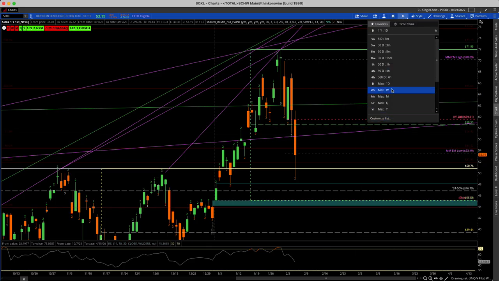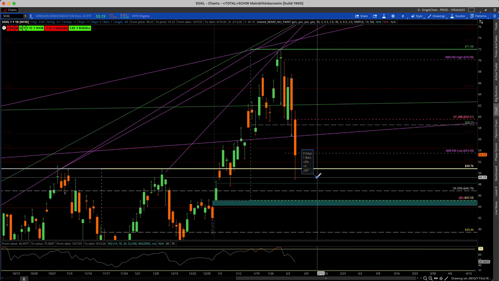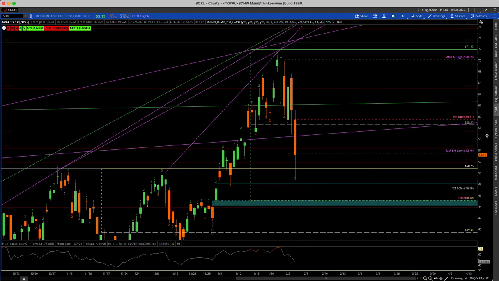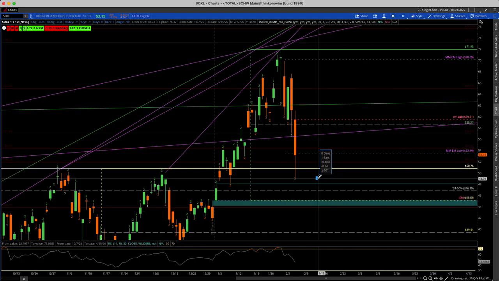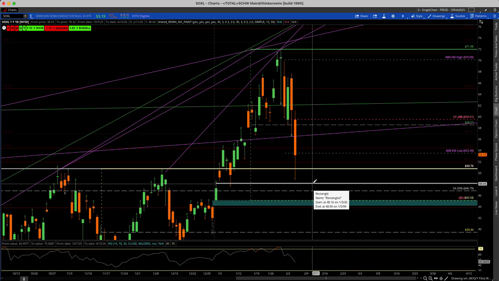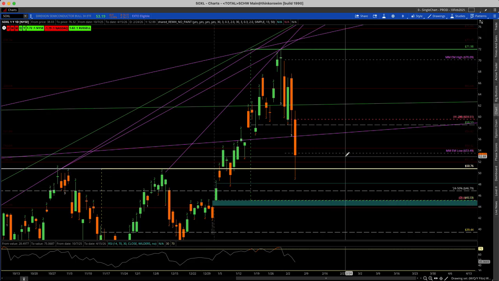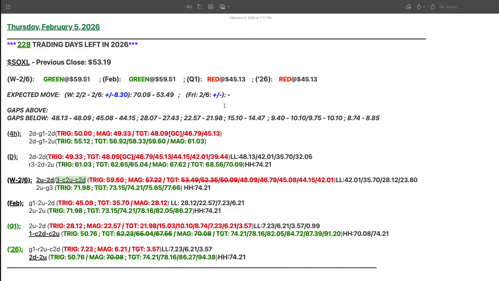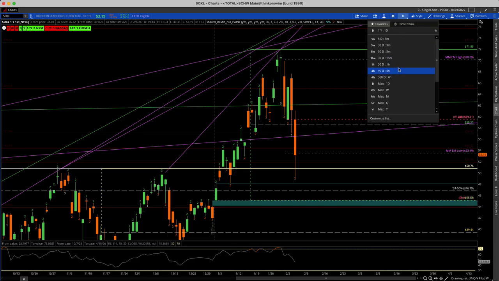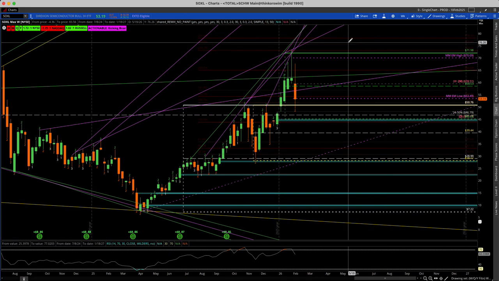I believe it is the bottom of the gap. Actually, yeah, we can just look at it right here. Come on. What's going on? There we go. The gap is 48.09. So 48.09 triggers the 3 2 up 2 down on the week. Just show you here real quick on the week chart so you can see it.